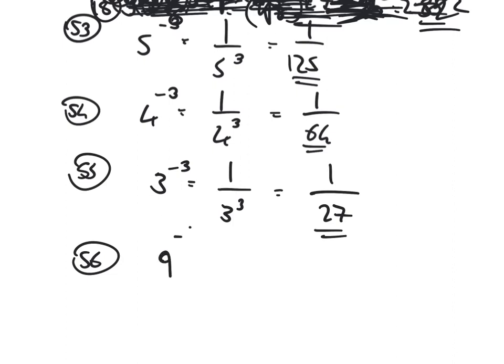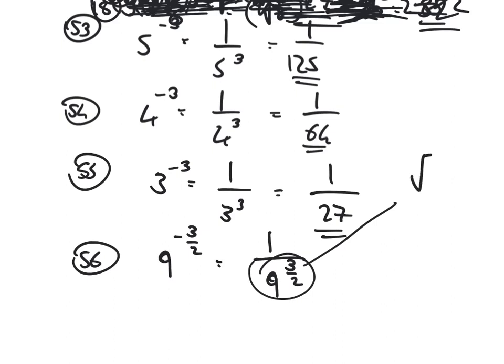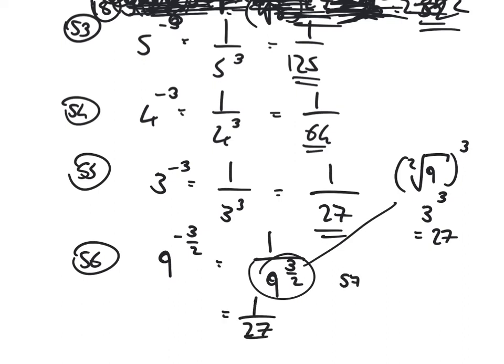Example 56. This time let's go for 9 to the minus 3/2. Well, I can put it in as 1/9 to the 3/2. Let's now just go to the side and work this out. That's the square root of 9 all cubed. Square root of 9 is 3. 3 cubed. 3 times 3 times 3 is 27. Bring that back in, that's 1/27.